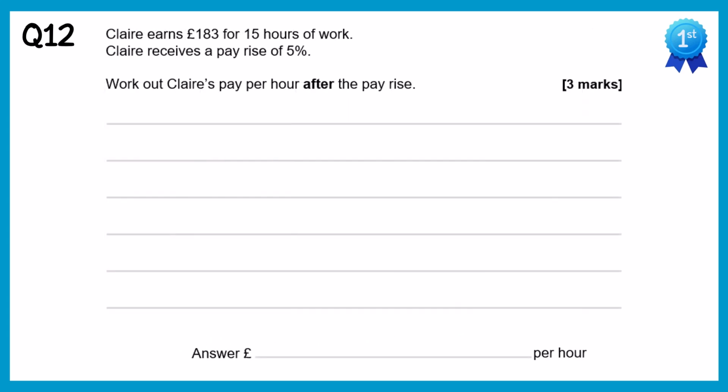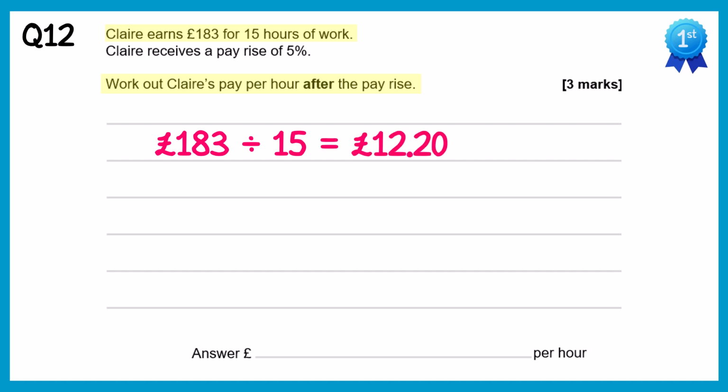In this question, we need to work out Claire's pay per hour after she's had a pay rise. We're told that she earns £183 for 15 hours of work. So we can work out the hourly pay by doing 183 divided by 15, which gives you £12.20. Now Claire is going to receive a pay rise of 5%, so we're going to work out 5% of this and then add it on.